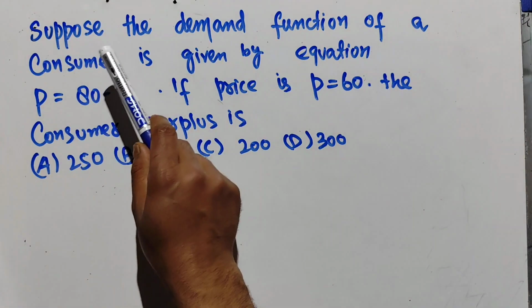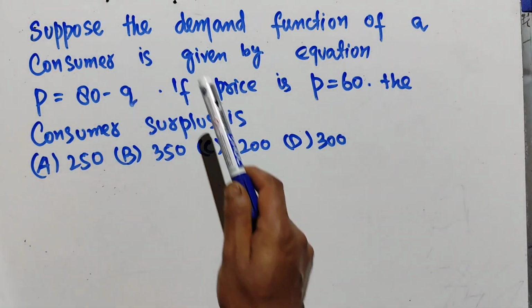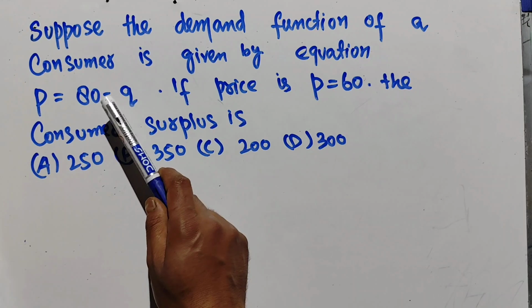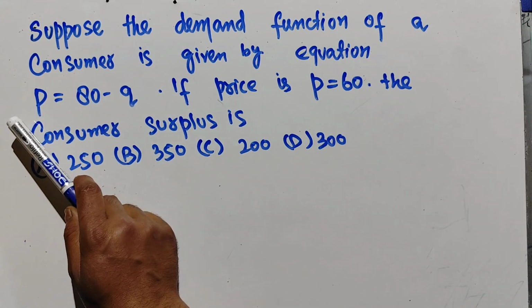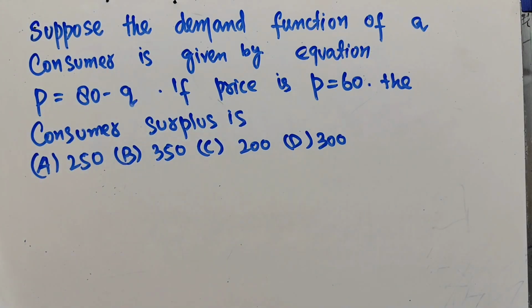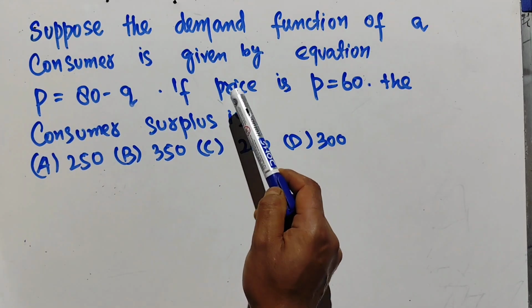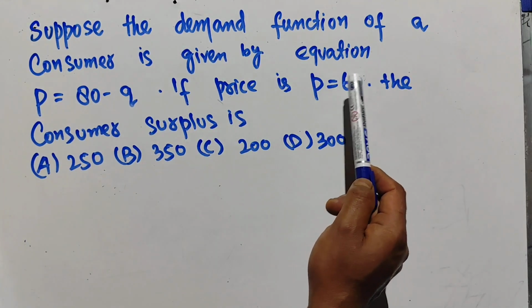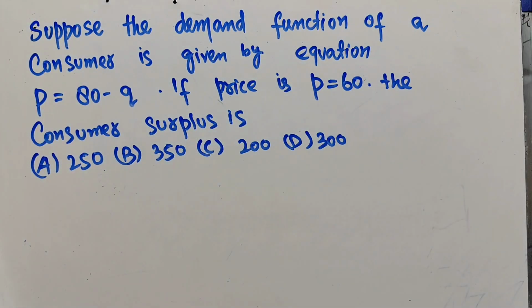The question is, suppose the demand function of a consumer is given by the equation P is equal to 80 minus Q, where P denotes the price and Q denotes the output. If price is being given as, that is P is equal to 60, we have to find out the consumer's surplus. Options are being given, we need to find out the correct option.